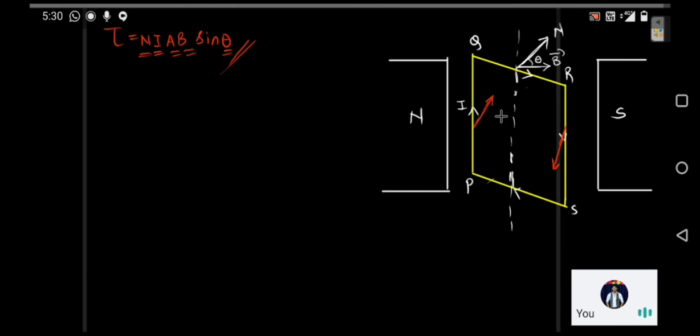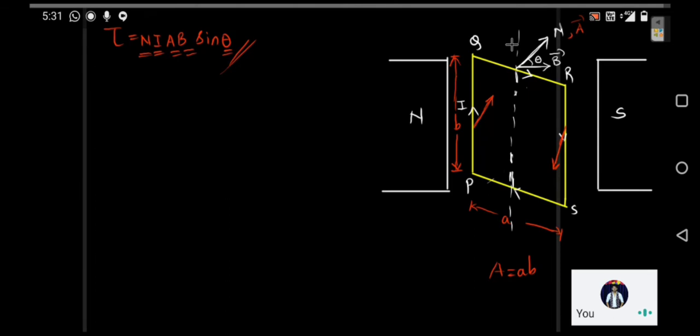Okay, so I is the current flowing through the coil PQRS. Let us say the sides of PQRS, this measurement I'll take as A, and this measurement I'll take as B. So the area over here is going to be A multiplied by B, the area of the coil, that is length multiplied by breadth. Theta is the angle between the direction of the magnetic field and the normal to the plane of the coil, that is, the area vector also you can consider. The angle between the area vector and the magnetic field vector.